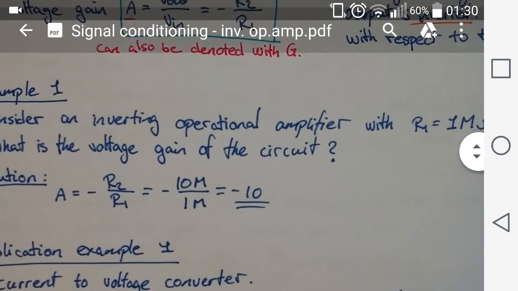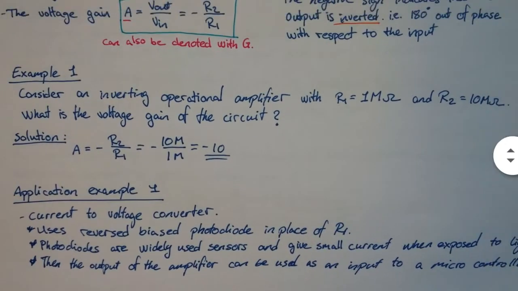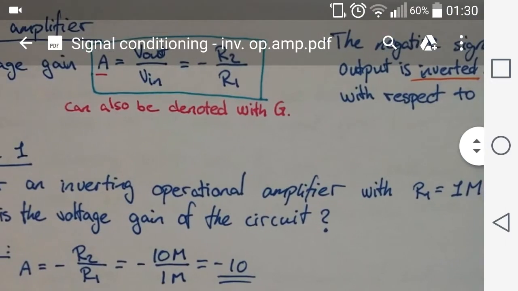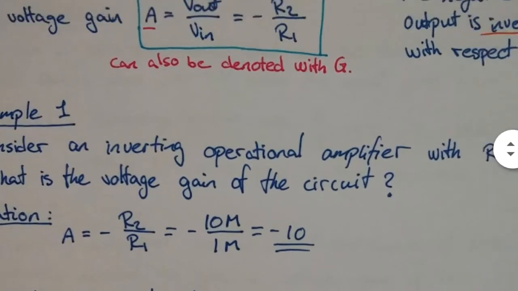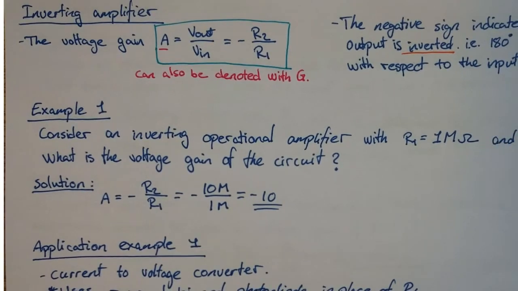Let's try and calculate a simple example, applying what I've been talking about. If you consider an inverting operational amplifier where you have the resistor R1 equal to 1 megohm and the resistor R2, the feedback resistor, equal to 10 megohms, then what is the voltage gain of the circuit? Well, you use the above equation and calculate the ratio between these two resistors. Then you should have the answer that the gain is negative 10 times.